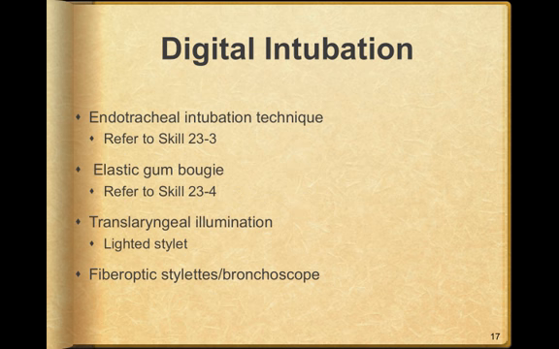Other options that we can look at here are endotracheal intubation techniques, and this is skill 23.3. The gum elastic bougie, which is what we had talked about a few slides ago, which gives us tactile sensation of the cartilaginous rings. Translaryngeal illumination, or lighted stylet, and then fiber optic stylets or bronchoscope. Now, some services actually carry nowadays a poor man's videoscope or an actual videoscope in the back of their ambulance to assist them in intubation.